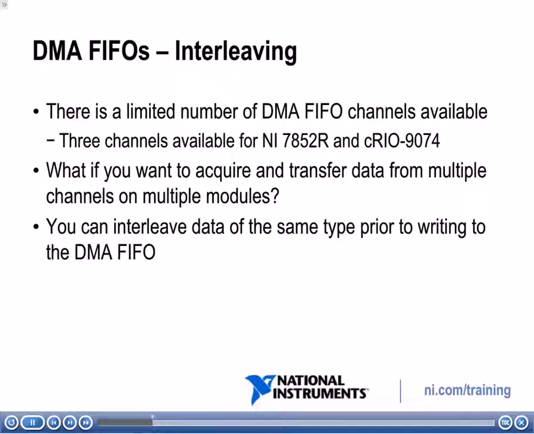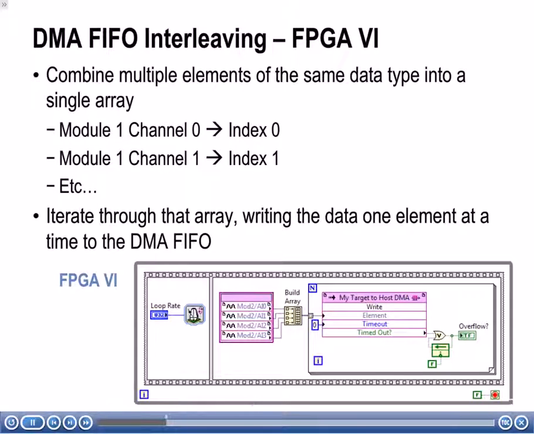One way I can take advantage of using one DMA FIFO for multiple channels is I can interleave multiple channels of data into a single DMA FIFO, and that way I can conserve my DMA FIFO channels. So how would I do this?